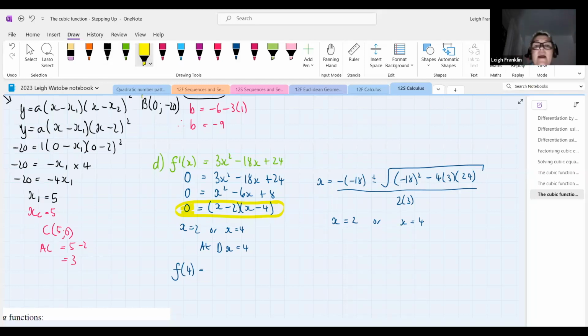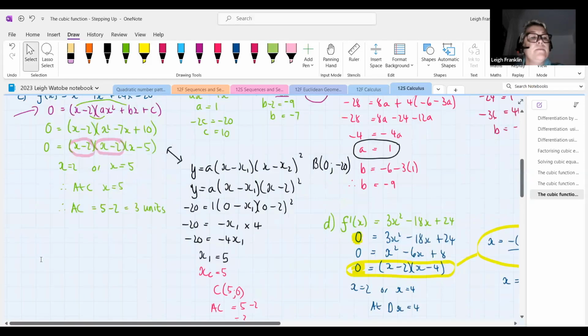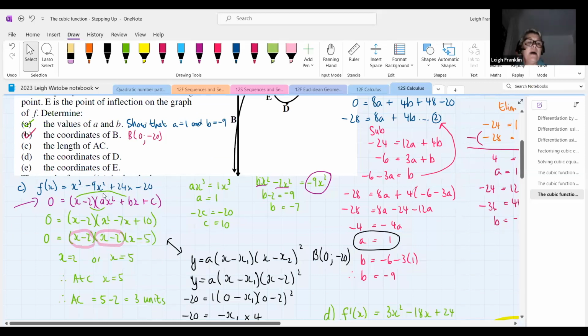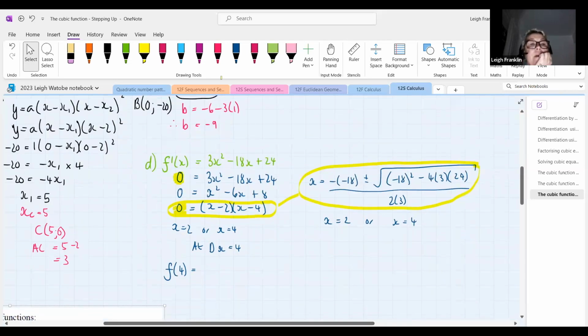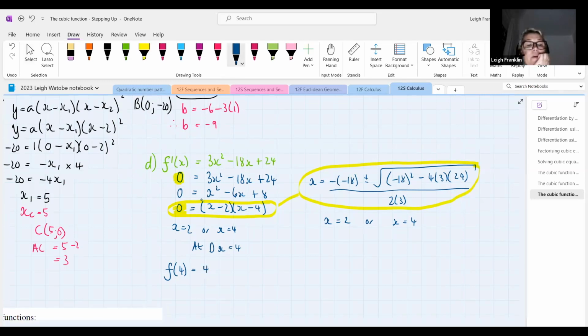So the line that I have highlighted in yellow replaces this. The mark in the exam would be the same thing. Your factors must equal 0 though, and you've got to have this 0 over there. So the original equation, which has gone off the screen now, was over here in blue: x cubed minus 9x squared plus 24x minus 20. We would need to go and sub 4 in here. So that would be 4 cubed minus 9 times 4 squared plus 24 times 4 minus 20. What are you guys getting as an answer?